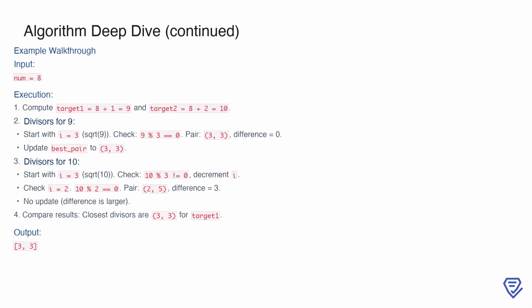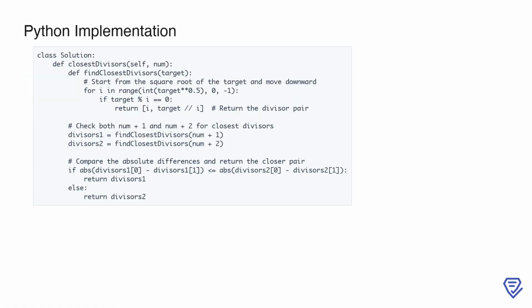Comparing the results, the closest divisors are 3, 3, from target 1. The output is 3, 3. This Python implementation solves LeetCode problem number 1362, closest divisors, efficiently. The goal is to find two integers whose product equals either number plus 1 or number plus 2, minimizing their absolute difference.